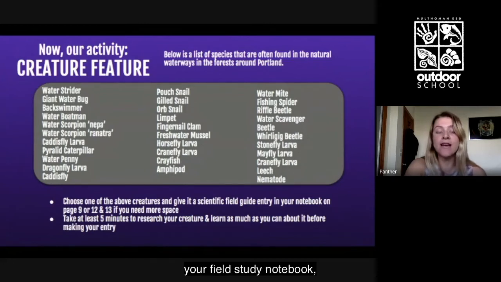If you do not have your field study notebook, feel free to use a piece of scrap paper, line paper, or a different notebook. Pause the video here to take at least 5 minutes to do some research about your creature and learn as much as you can about it before you do your entry. I'll meet you back here when 5 minutes has passed. Ready, set, research.